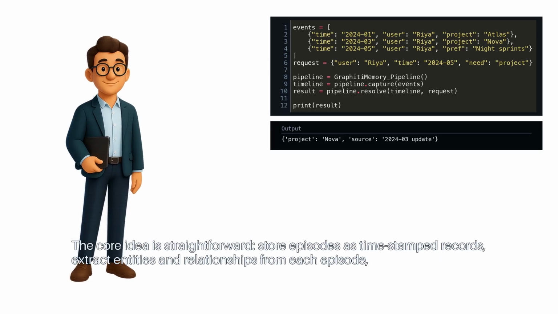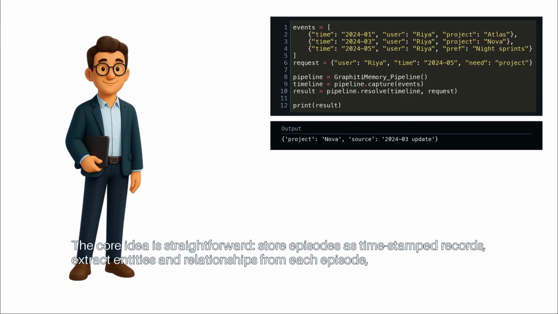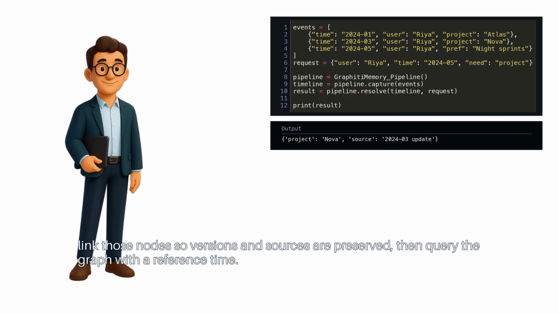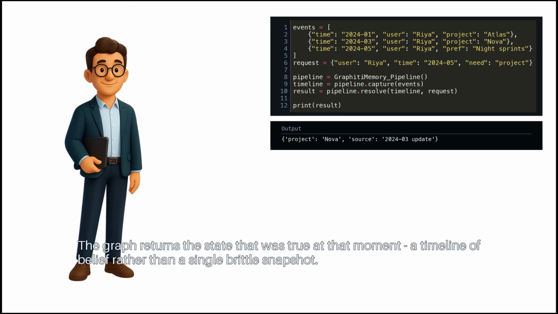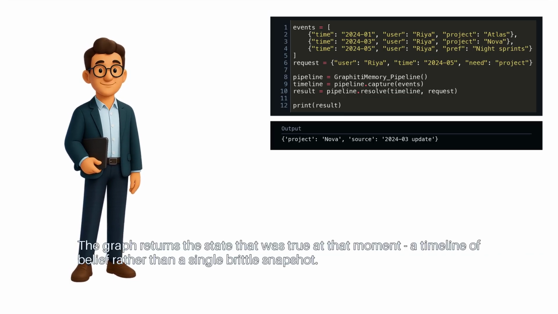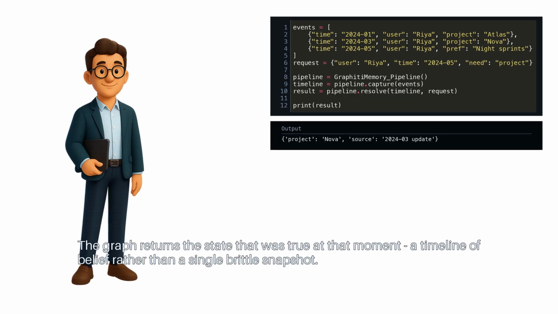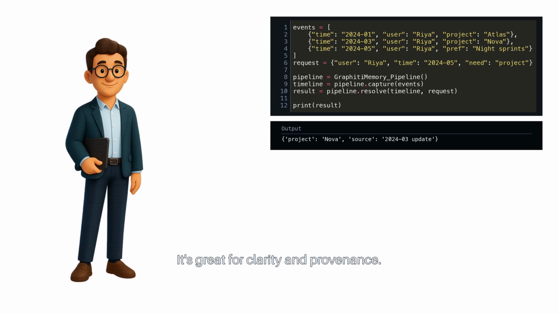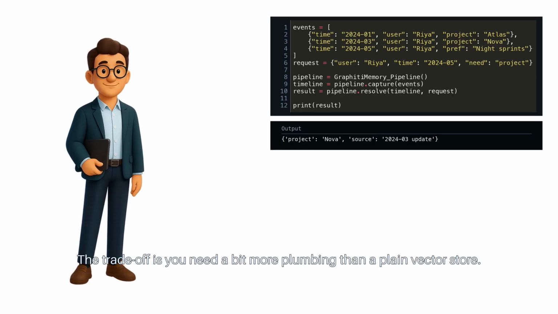The core idea is straightforward. Store episodes as time-stamped records. Extract entities and relationships from each episode. Link those nodes so versions and sources are preserved. Then query the graph with a reference time. The graph returns the state that was true at that moment, a timeline of belief rather than a single brittle snapshot. It's great for clarity and provenance. The trade-off is you need a bit more plumbing than a plain vector store.